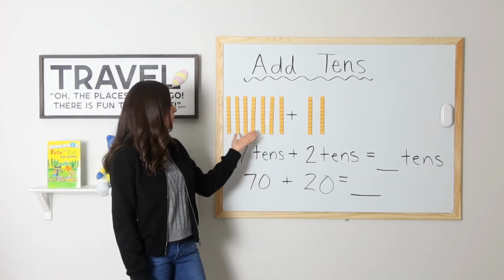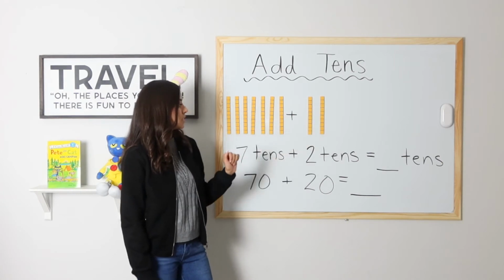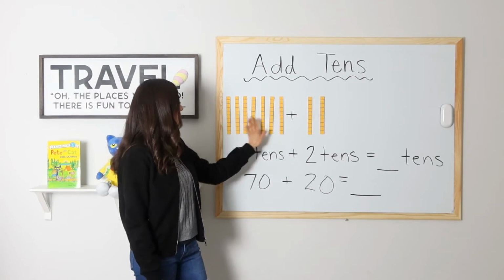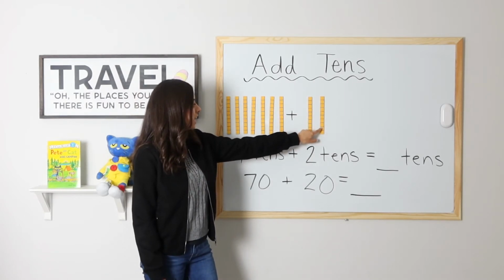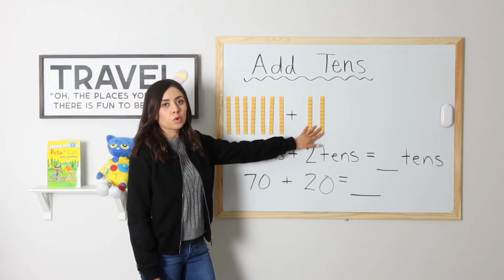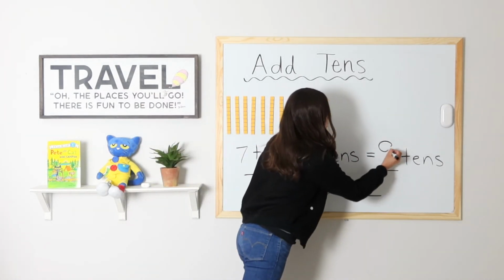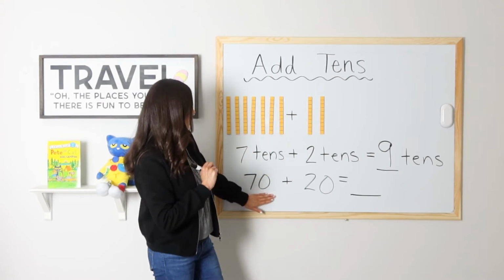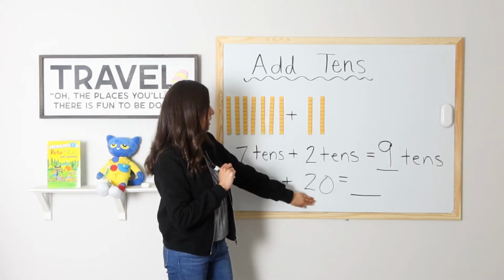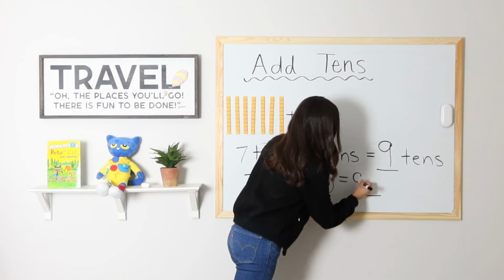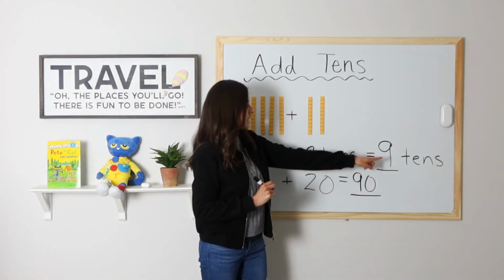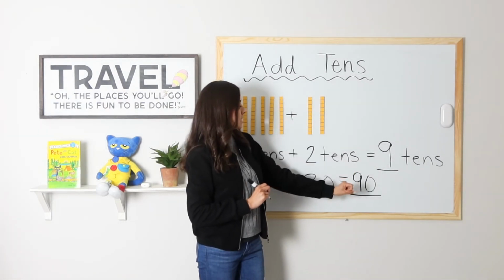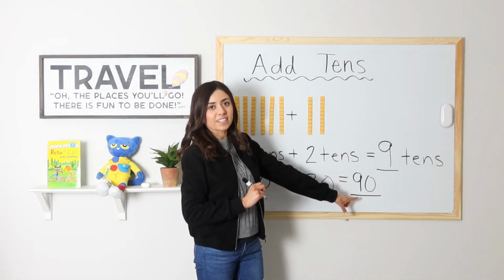Here I have 7 tens plus 2 tens. Let's see how many tens we have in all by counting up. 7, 8, 9. 7 plus 2 more gives me a total of 9 tens. That means that 70 plus 20 equals 90. You just put the 9 in the tens place to give you 90. 9 tens is the same thing as 90.